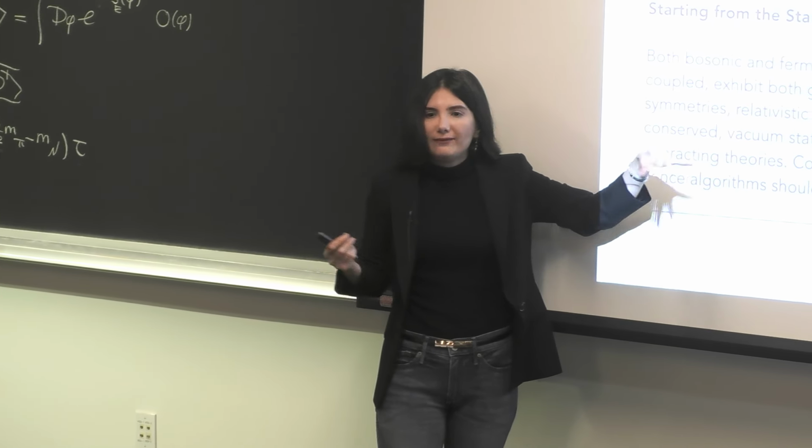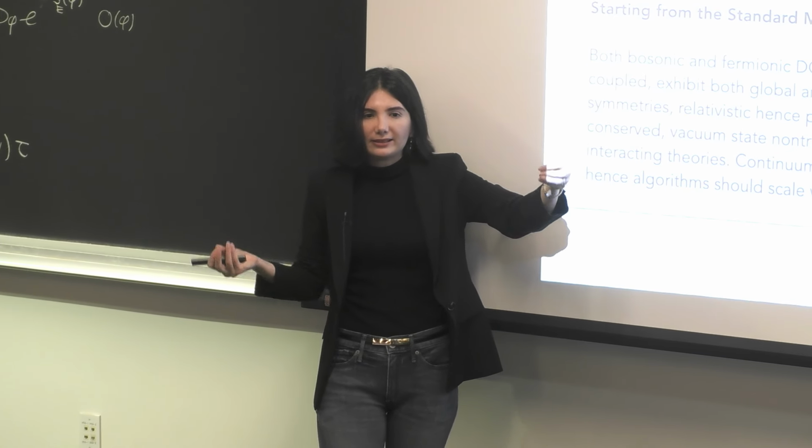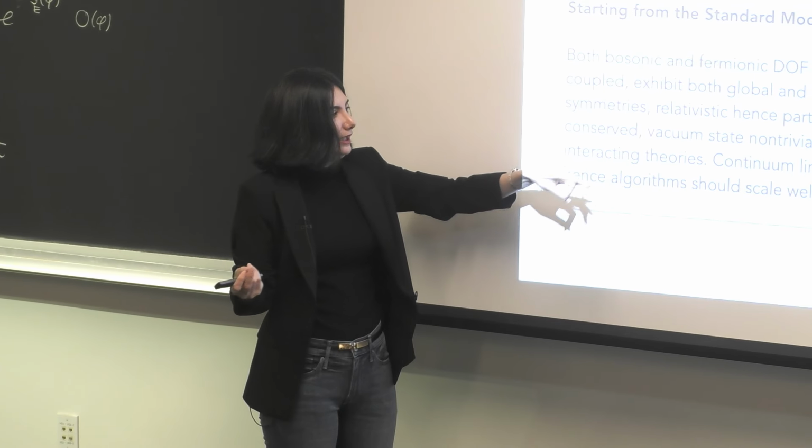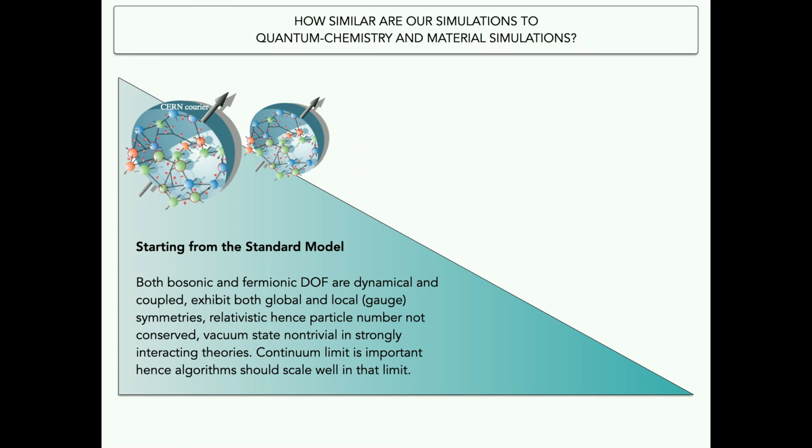Moreover, sometimes you have lattices in condensed matter systems, in quantum chemistry. Here, the lattice is just a mathematical tool that allows us to do the computations. In the end, we have to take the continuum limit. So it's also very important to come up with algorithms that scale properly as we take the continuum limit, or lattice spacing to 0.